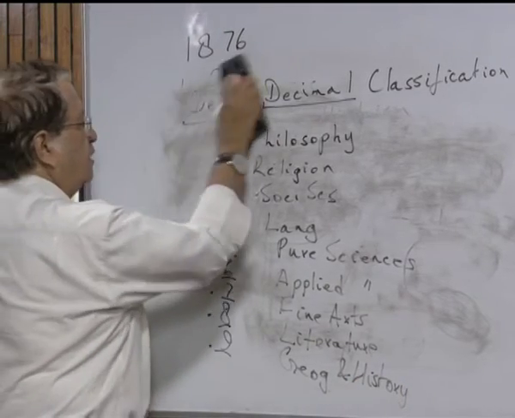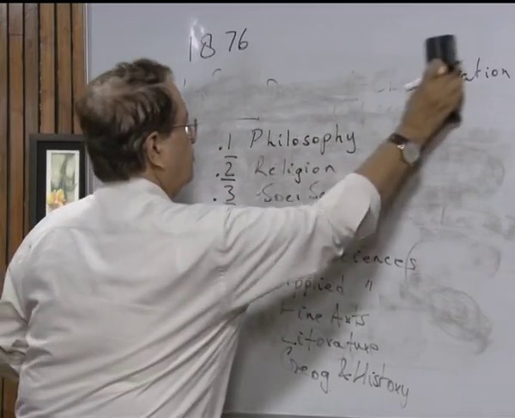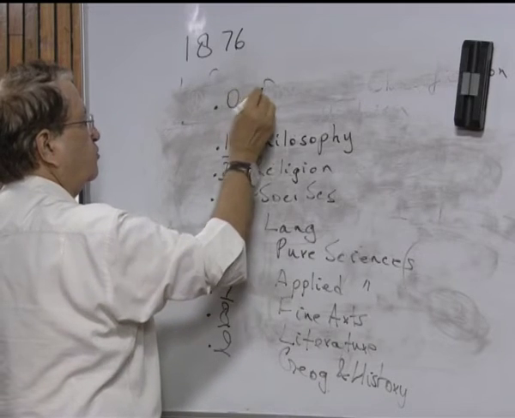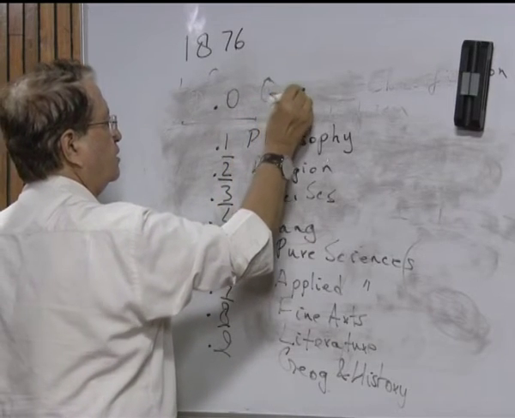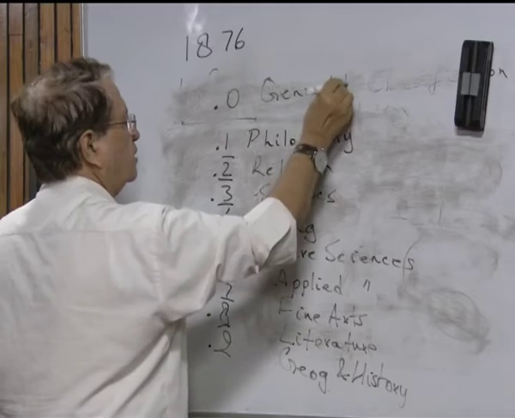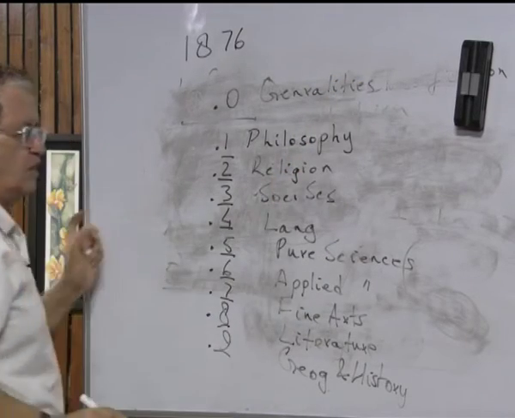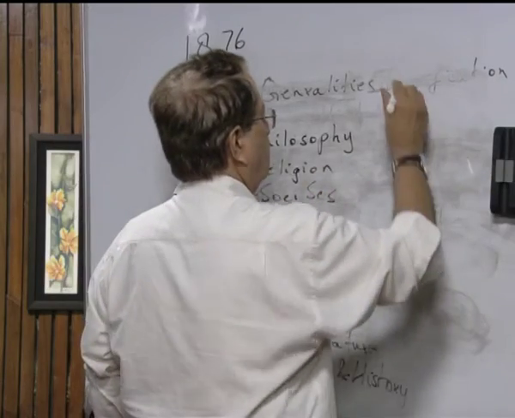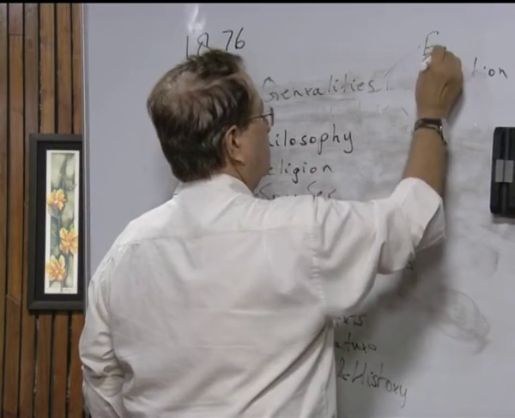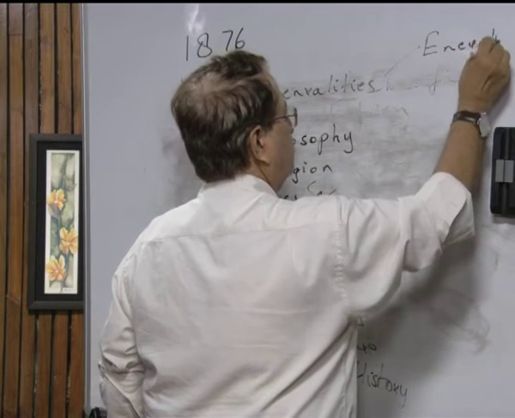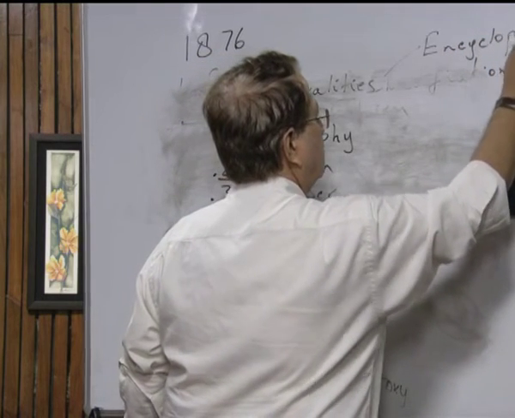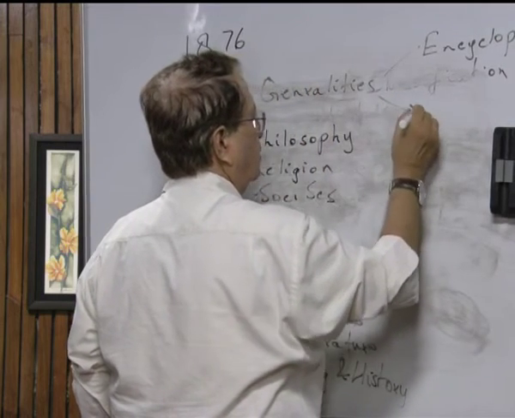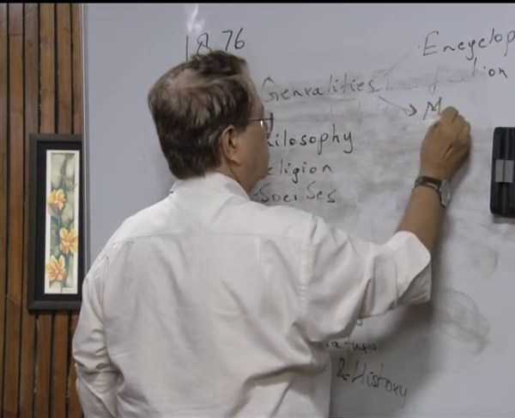And there were still certain things which are not covered by this. So, he reserved the first class, 0, which he called generalities. Generalities are books or subjects which cover more than one area of knowledge. For example, encyclopedias. Encyclopedias cover the whole universe of knowledge, or magazines and journals.